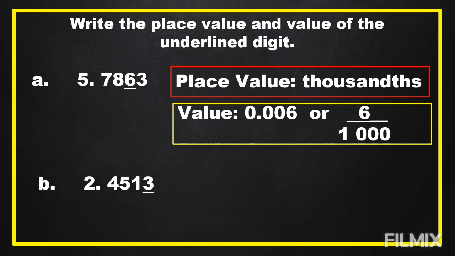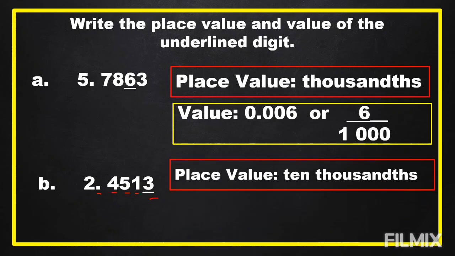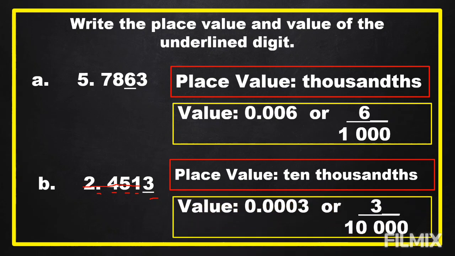Okay, next number. The underlined digit is 3. What is the place value of 3? Okay, after the decimal point at the right side, this is tenths, hundredths, thousandths, ten thousandths. So the place value of 3 is ten thousandths. How about the value of 3? Okay, we're going to make these ones as zeros. Okay, the value of 3 is 3 ten thousandths, or 3 over 10,000.